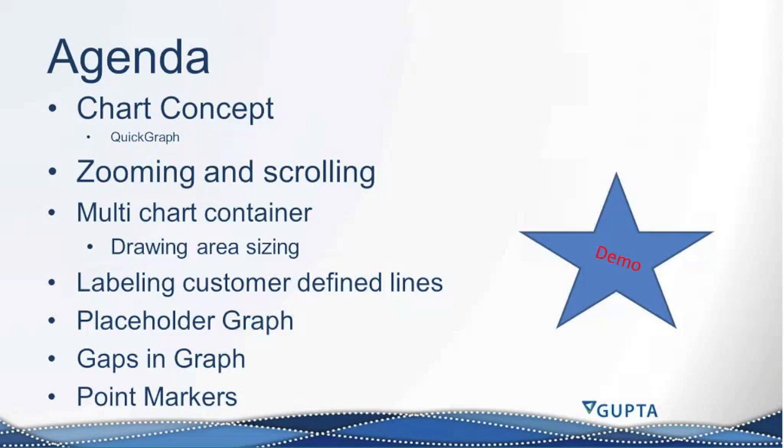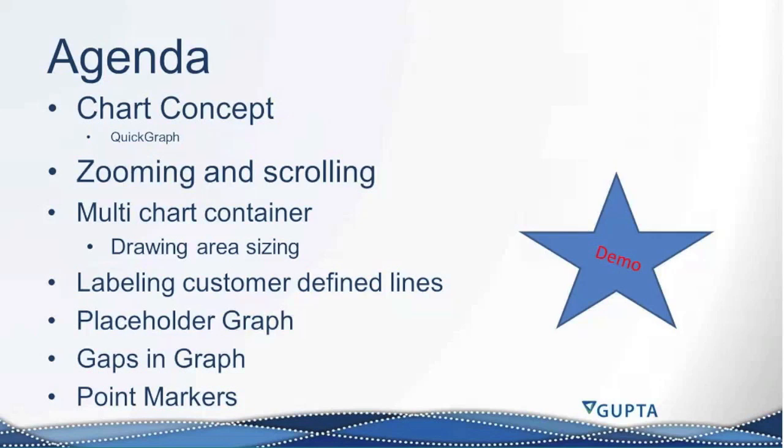Also, we included labeling of user-defined lines. That means you can define special labels for user-defined lines to give the end user the possibility to see the name of the line and what it represents at this point. Then we have a new placeholder graph. This placeholder graph is used if you have a lot of data points to view, maybe thousands of data points, and you can define a special set of placeholder graphs to display special replacement, that means a replacement graph that you can use to display more information.